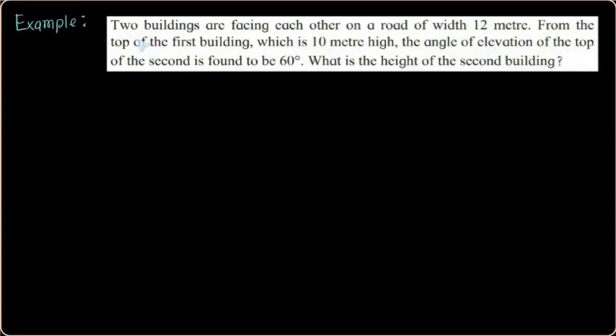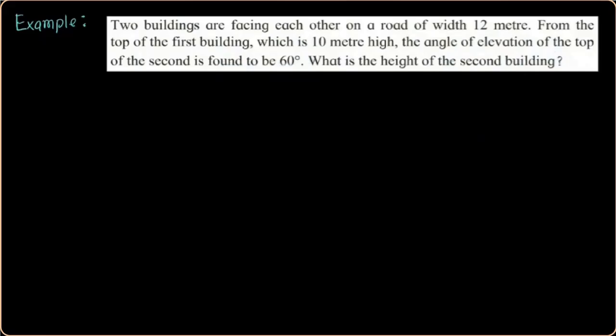So what they have mentioned is, we have got two buildings which are facing each other, and in between there is a road having width 12 meters. Okay, so from the top of the first building, which is 10 meter height, the angle of elevation of the top of the second building, means the first building is smaller compared to the second building because the first building is having the angle of elevation.